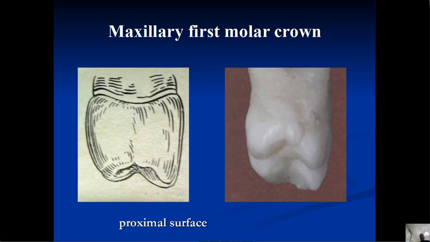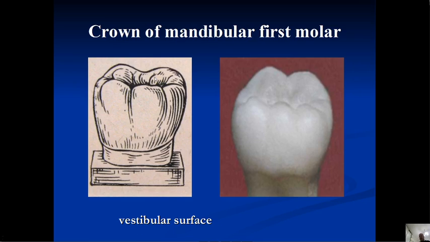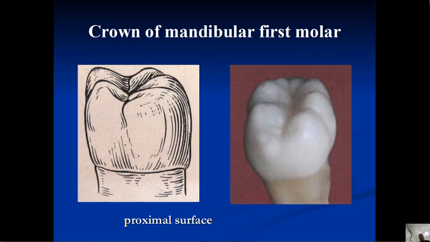Yes, this one. This is the occlusal or chewing surface. The middle part is slightly bigger than the lateral. Here is the third sign of the teeth.